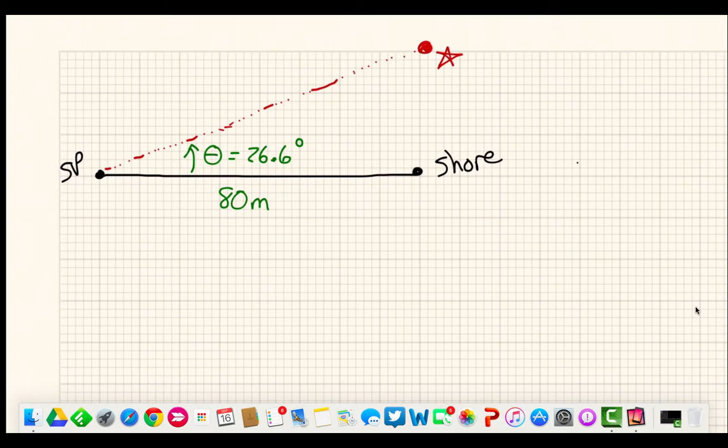We need to find, if this is a right triangle, which it is, x right here, which happens to be opposite the angle theta. So what do I have? Well, I have an adjacent, and I need to find the opposite, and I have an angle. So I have opposite, adjacent, and an angle. So I'm going to revert back to tangent again. But this time I know the angle. So the tangent of an angle is equal to its opposite, x, over its adjacent, 80.